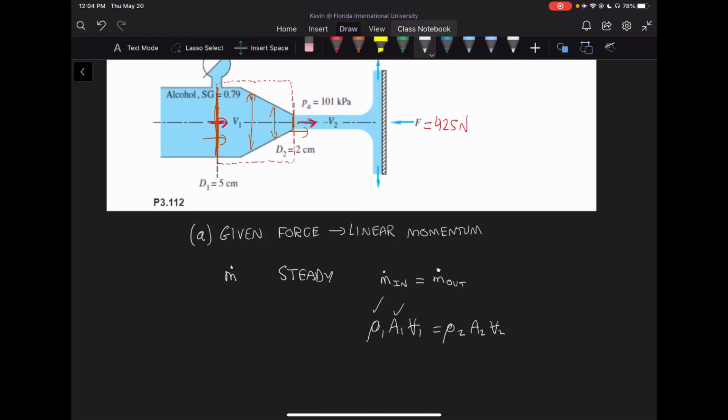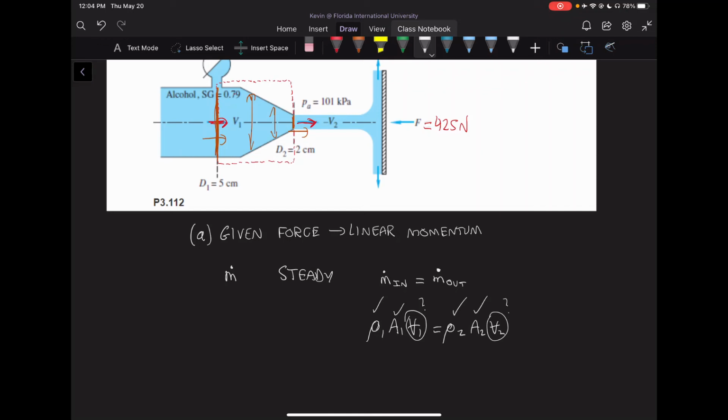In our problem, we're given rho 1, rho 2, and A1. We have the diameter, so we can find A1. We know that it's alcohol, so we know what's happening. We also know rho 2 and A2, but we don't have the values of either velocity, so we can't solve for the mass flow rate from a mass flow rate balance.